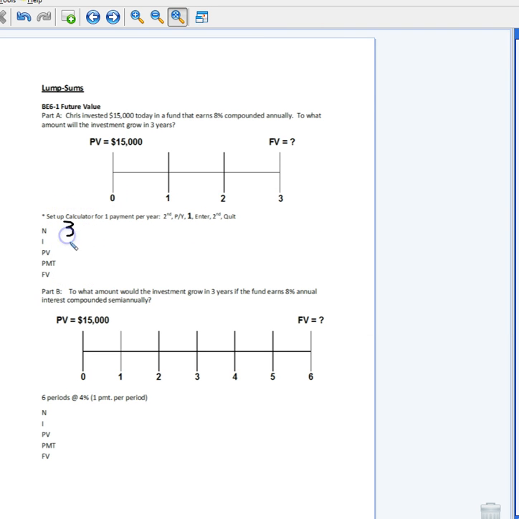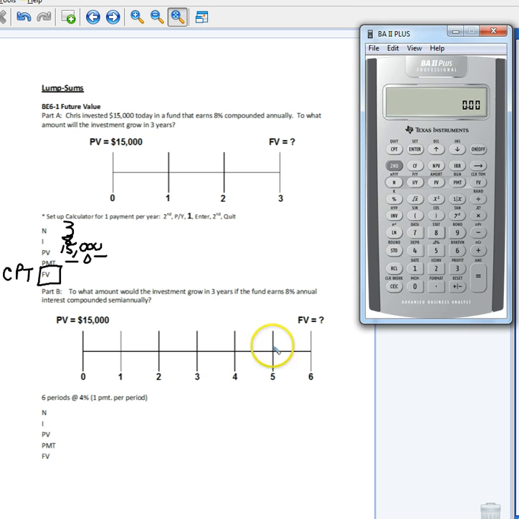There are 3 periods. Interest rate is 8%. Present value is $15,000. There are no payments, which would be similar payments throughout if there had been. There aren't any, so we'll put 0. What we want to compute is the future value. So let's go over here and put this all in our calculator.